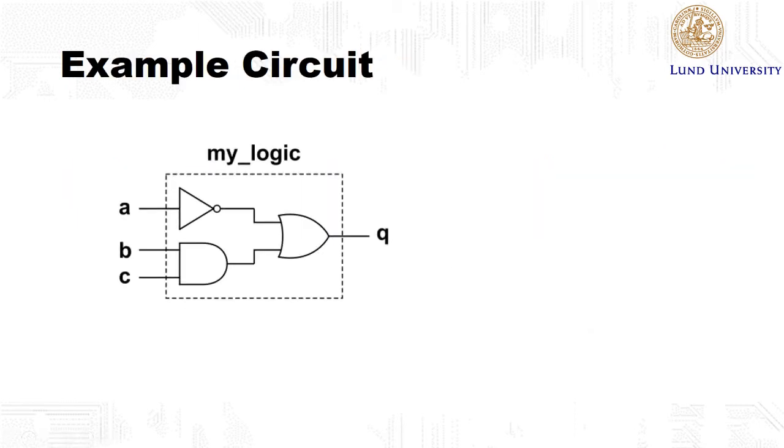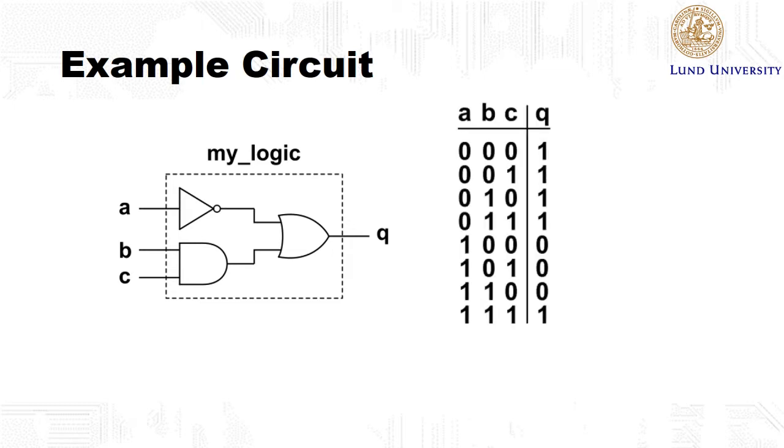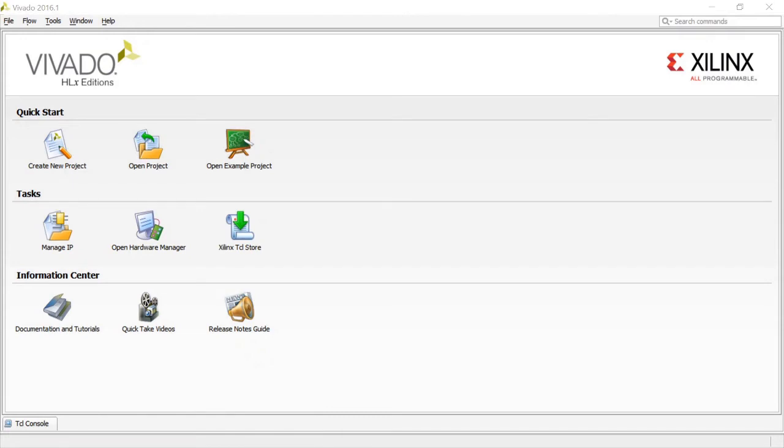This is the circuit that we will be using in this demonstration. The circuit consists of 3 gates, a NOT gate, an AND gate, and an OR gate. It has 3 inputs, A, B, and C, and the output Q. We also have the truth table for this circuit to the right. Our target device is an FPGA named XC7A100T-CSG324-1 from the manufacturer.